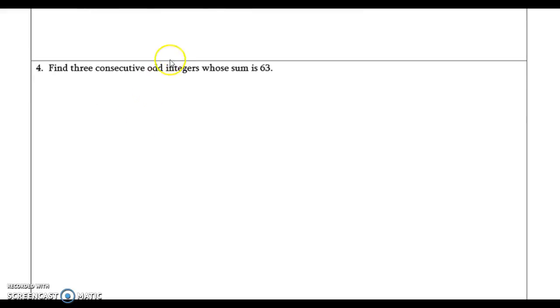Next, finding 3 consecutive odd integers whose sum is 63. We're going to use let statements just the same way that we used in question number 2, but we're going to need let statements that represent consecutive odd integers. Here's what they look like. Again, my first step is admitting that I have a problem. If I'm looking for 3 consecutive odd integers, I have no idea what the first integer is. So I'm saying x is the first odd integer because I have no idea what it is.